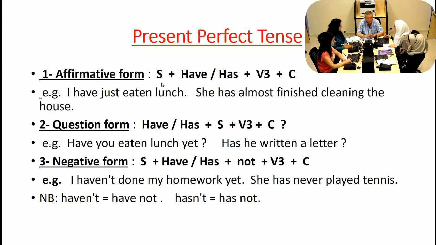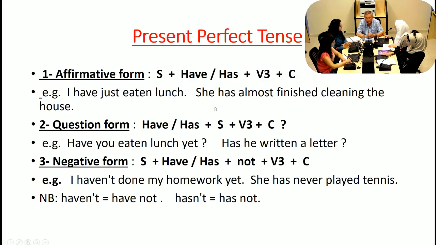Now the negative form, we add not to the auxiliary, have or has, and so we have the form subject, have or has, plus not, plus verb 3 and the complement. I haven't done my homework yet. She has never played tennis. Notice, haven't is the contracted form of have not. Hasn't is has not.